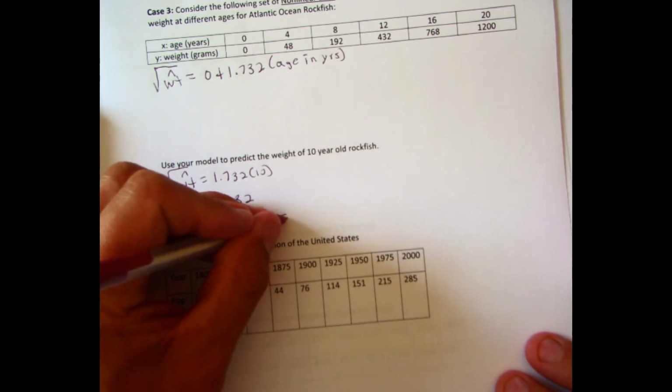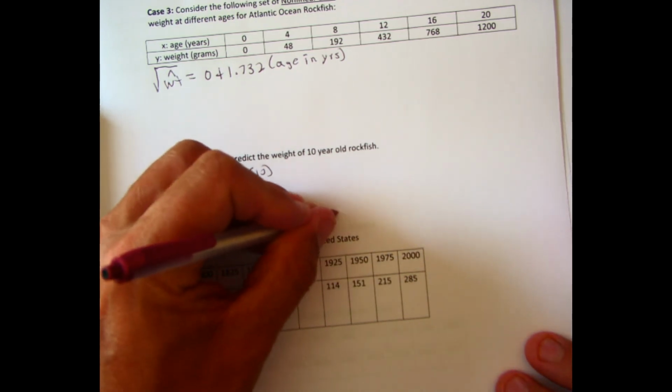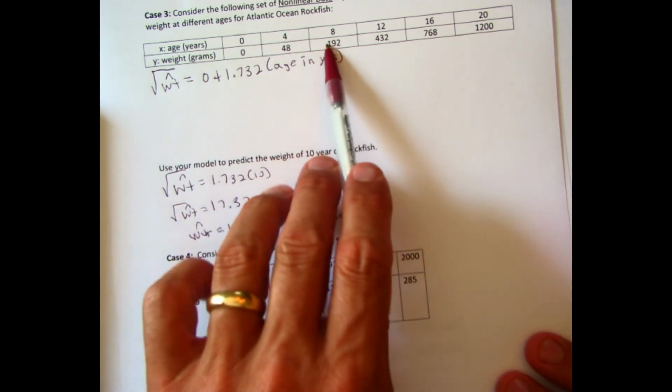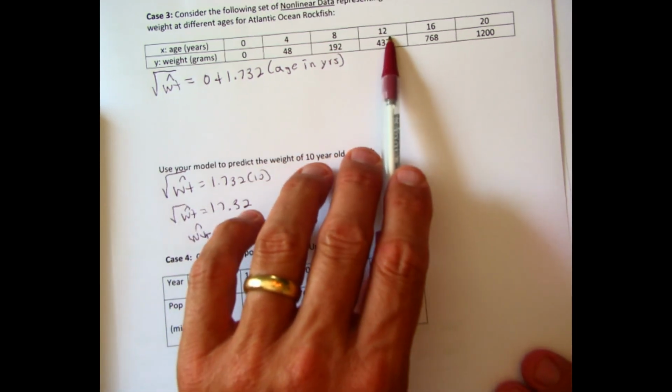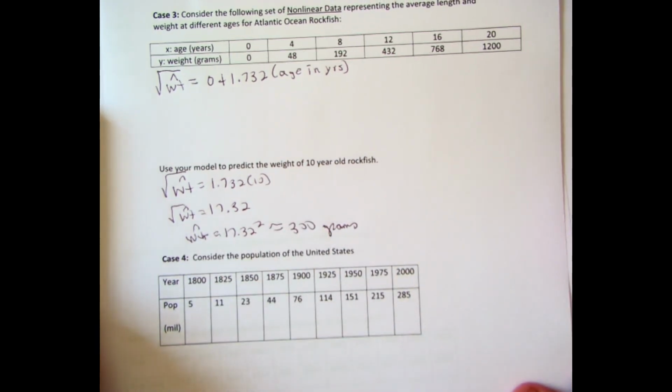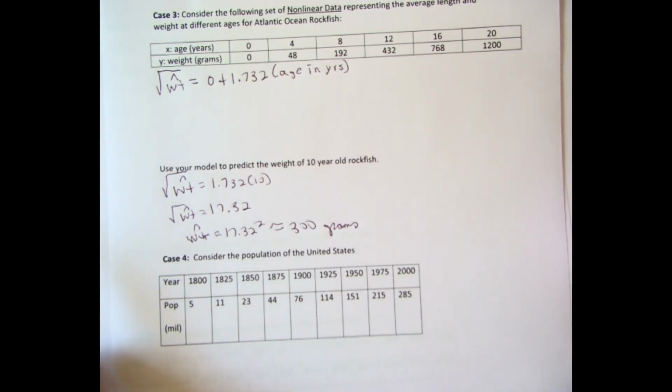It's about 300. Okay, so it's about 300 grams. Let's see if that makes sense. There's an 8-year-old and a 12-year-old rockfish, so 300 seems like a pretty reasonable estimate. So it looks like we're good to go with that.